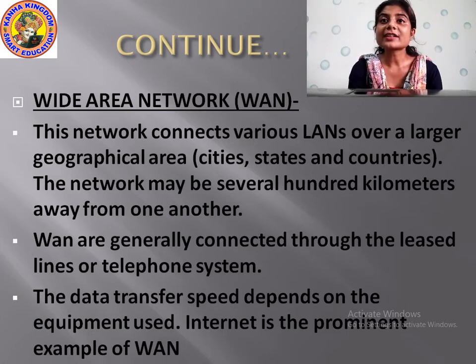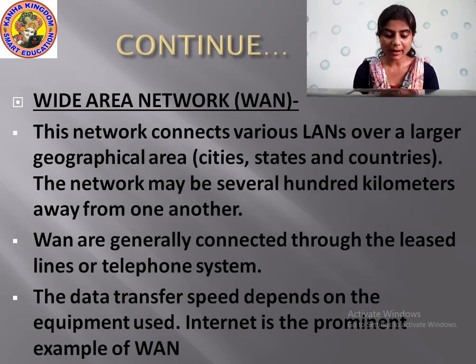Okay, WANs are generally connected through leased lines or the telephone system. And how are these connected? They are connected through leased lines or the telephonic system, through infrared rays or waves, radio waves, which get the frequency to connect to each other. Okay, then the data transfer speed depends on the equipment used by the internet.